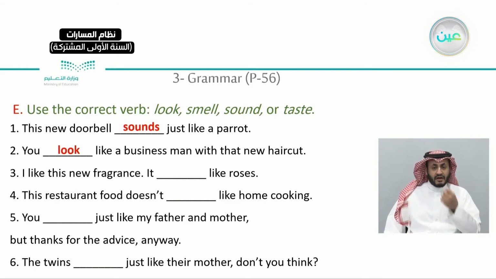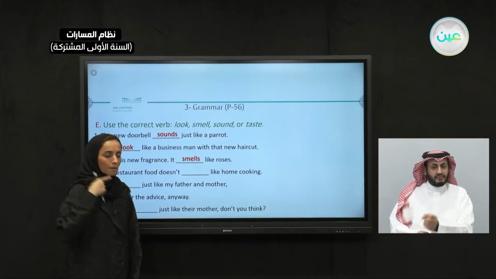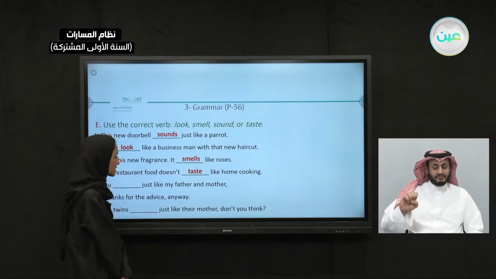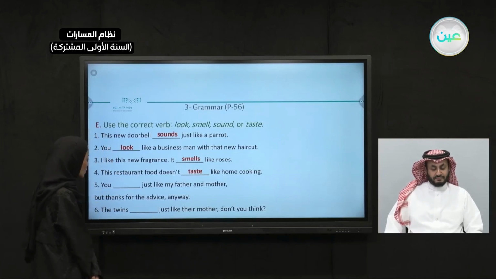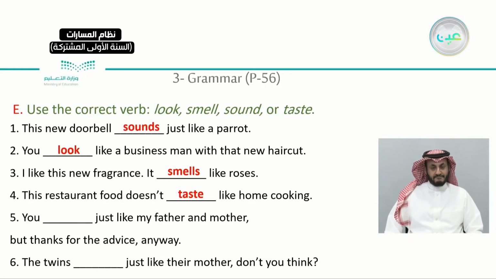I like this new fragrance. It like roses. Perfume. It smells like roses. This restaurant food doesn't like home cooking. When you are eating, the sense verb is taste. It doesn't taste like home cooking. You just like your father and mother, but thanks for the advice anyway. When you're giving advice, you're saying something, so you sound like your mom and dad.